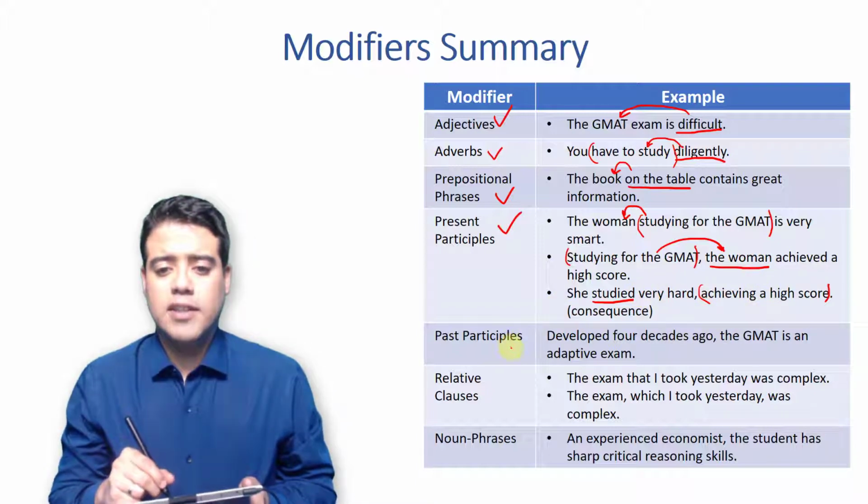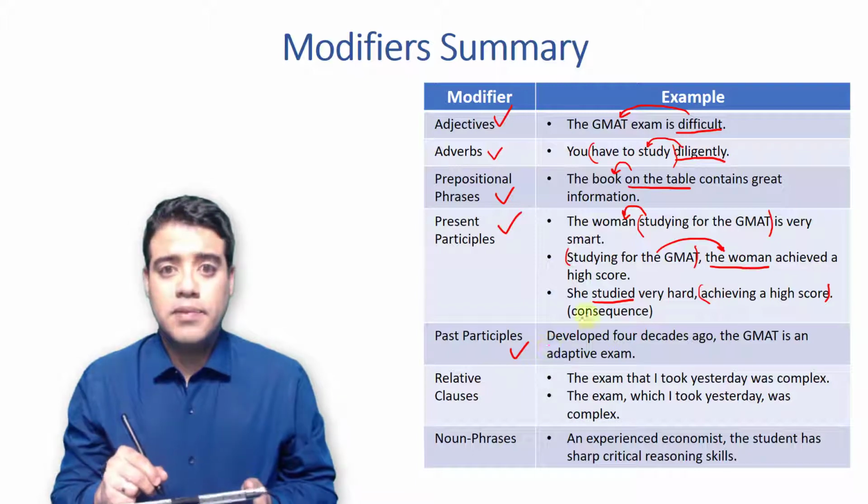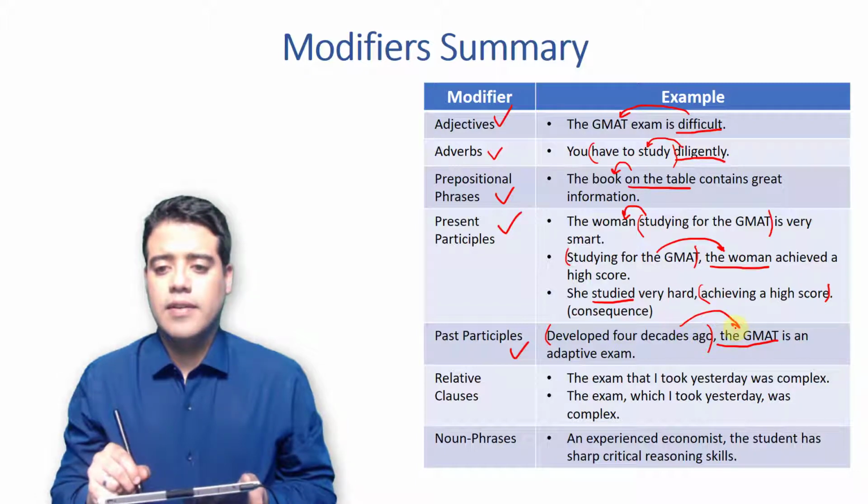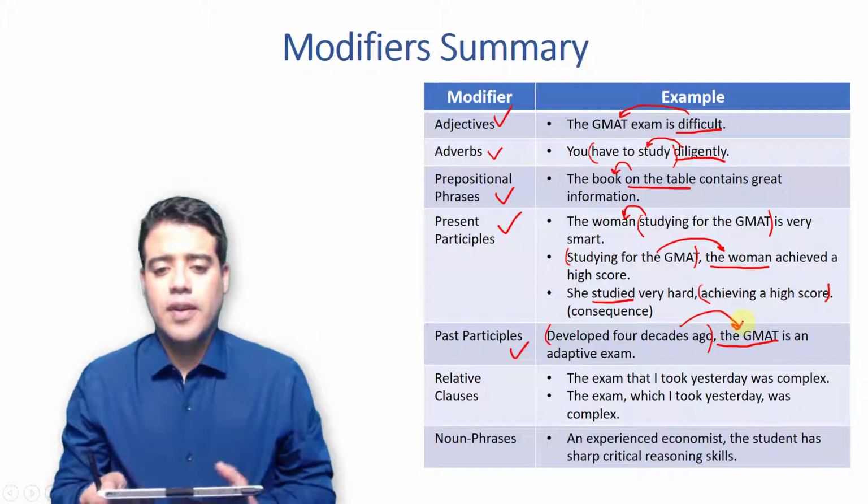Then we have past participles. And past participles are verb ed modifiers or irregular verbs. They look like verbs, but they're not verbs. Remember that from the previous lesson? So for example, developed four decades ago. That phrase needs to describe the subject, the GMAT. So what was developed? The GMAT exam.